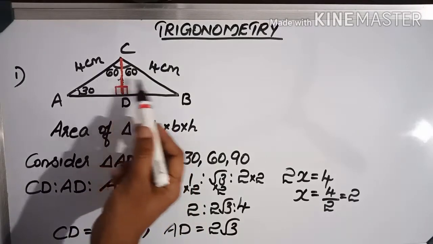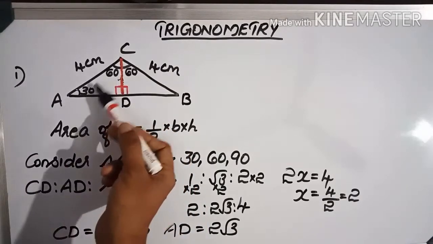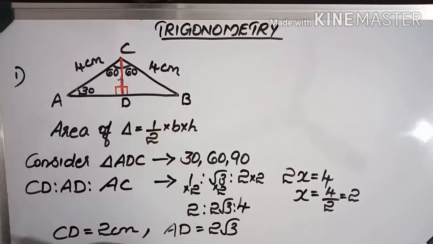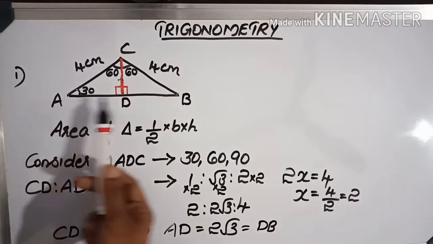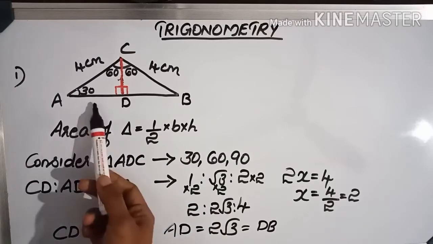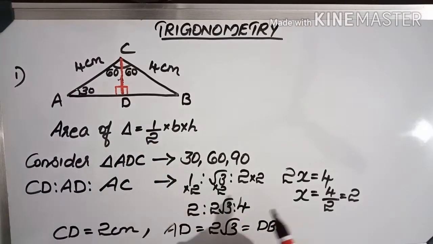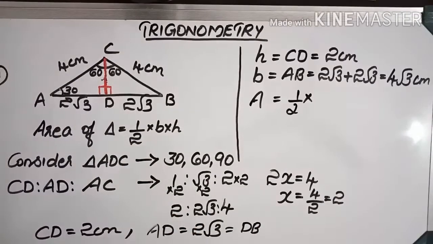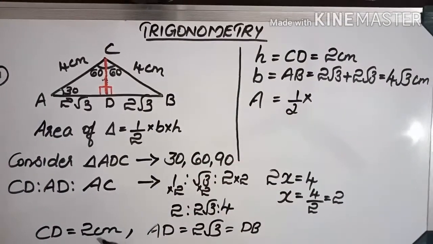Now these two are similar triangles. See, 30 60 90, 30 60 90. That means DB will also be the same, 2 root 3. In order to find the base, from A to B is the base. So base AB will be 2 root 3 plus 2 root 3. Height CD is 2 centimeter, that is 30's opposite.